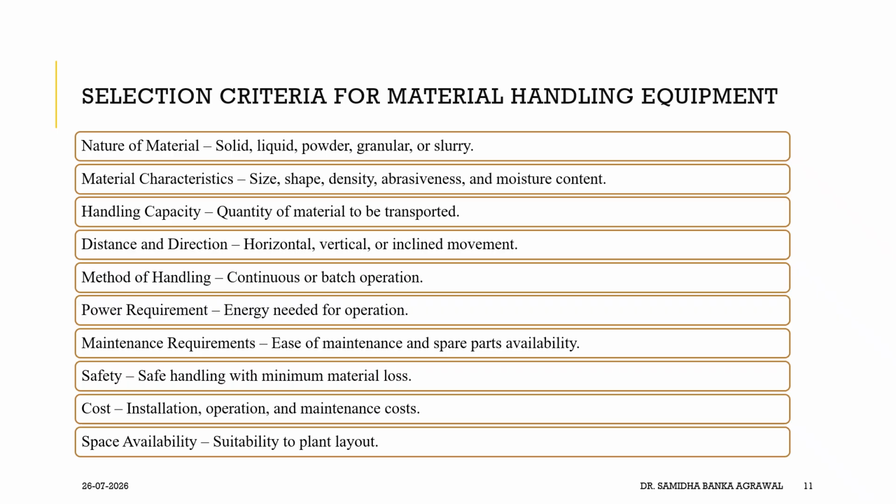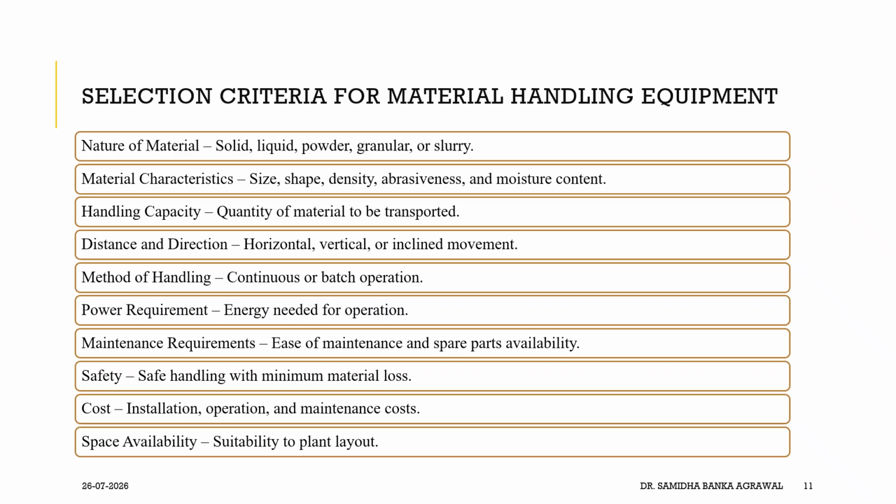Now, proper material handling improves productivity, reduces product losses, and ensures safe plant operations. For example, in cement plants, belt conveyors transport limestone, whereas pneumatic conveyors are commonly used for fine cement powder. So, you see, as soon as the product, your chemical or your substance changes, even your equipment changes.